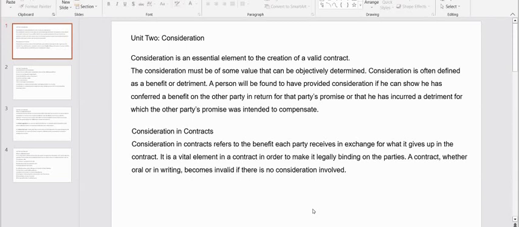So the first PowerPoint slide is explaining the meaning of consideration. Okay.